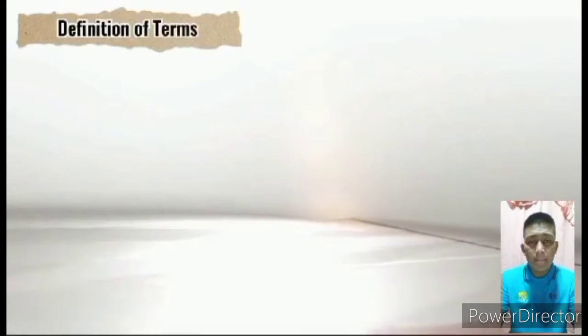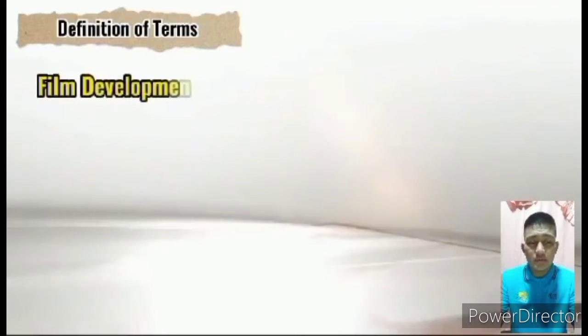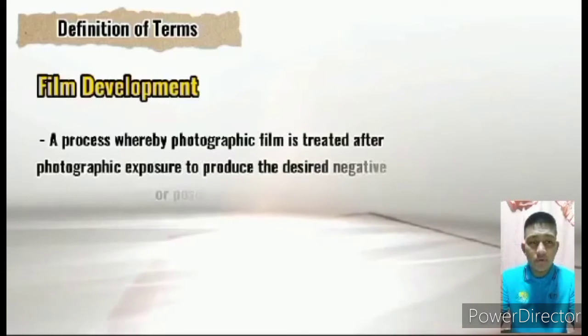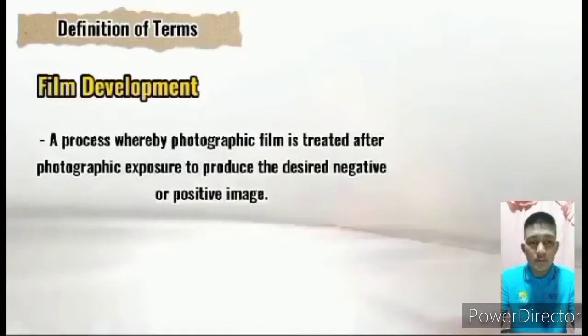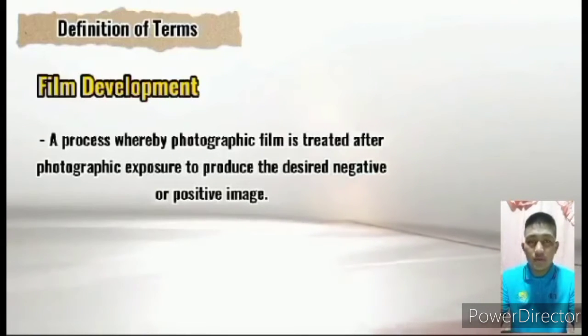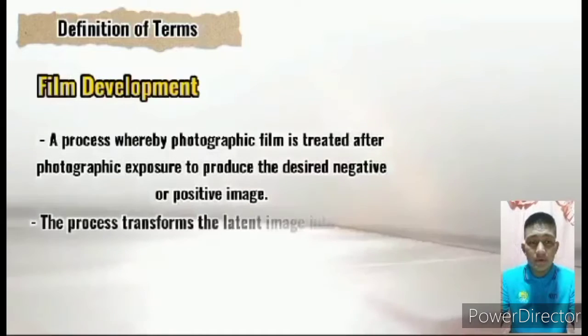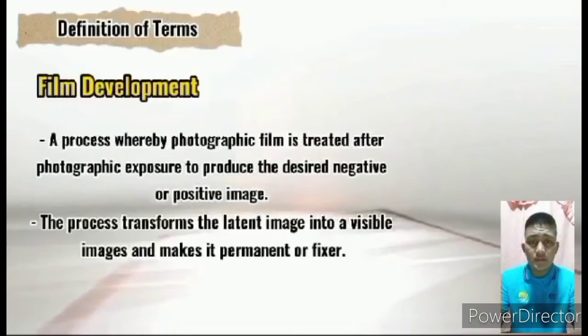Definition of terms. Film development: a process whereby photographic film is treated after the photographic exposure to produce the desired negative and positive image. The process transforms the latent image into a visible image and makes it permanent by fixing.